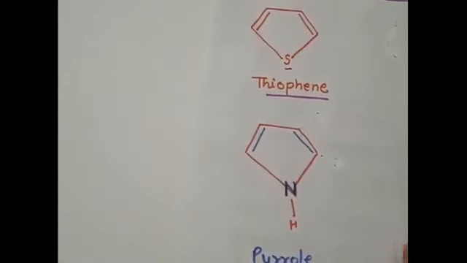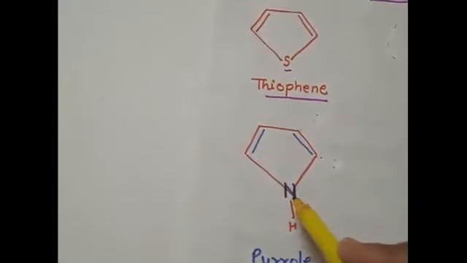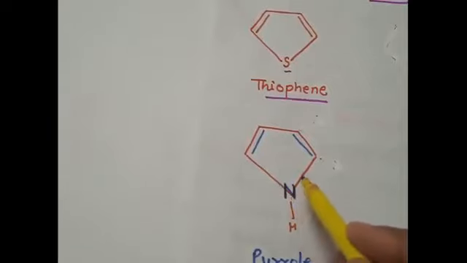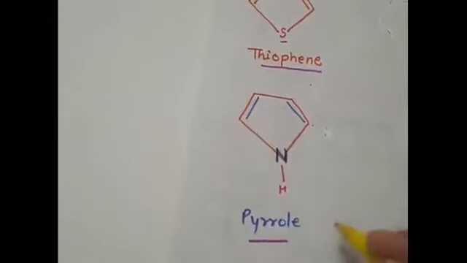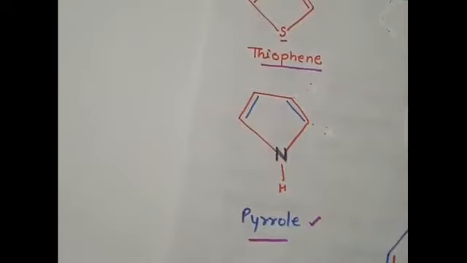One more important compound we have: if nitrogen comes in the place of the fifth carbon in a pentane ring, it will be called pyrrole. This is also one of the very important heterocyclic compounds that we have to remember.